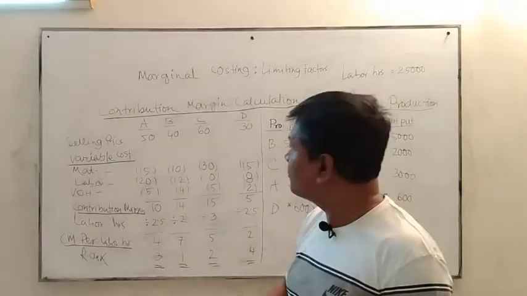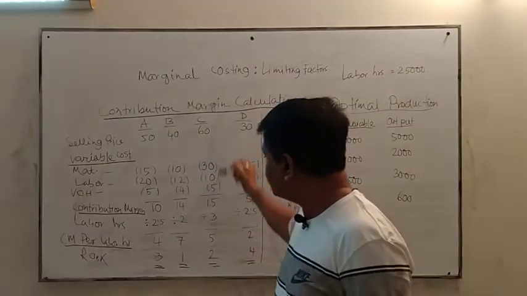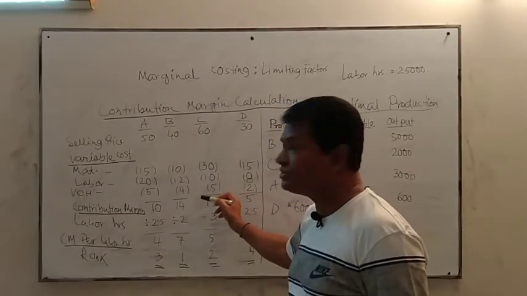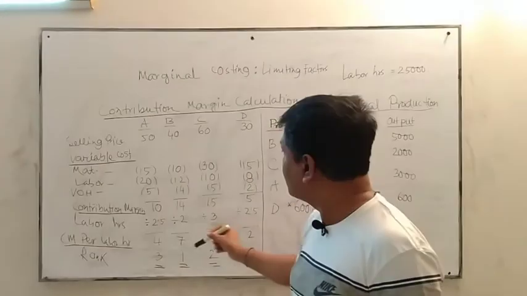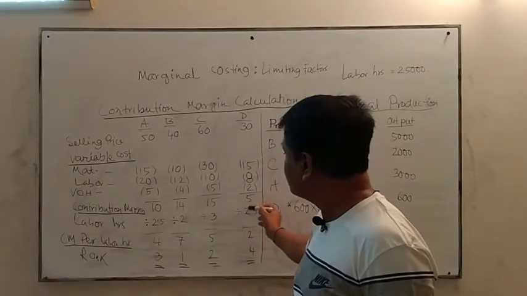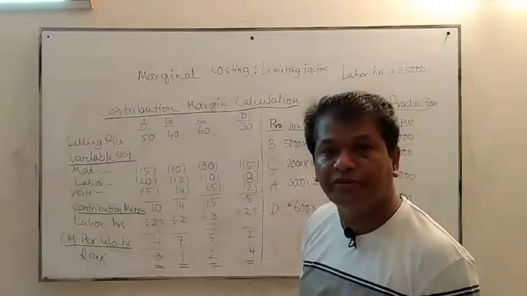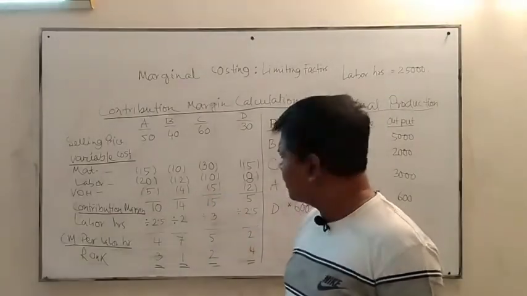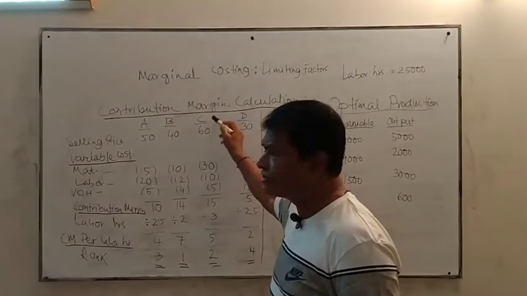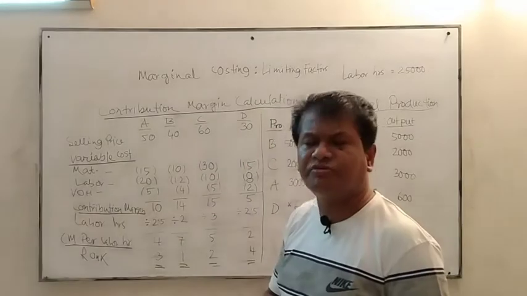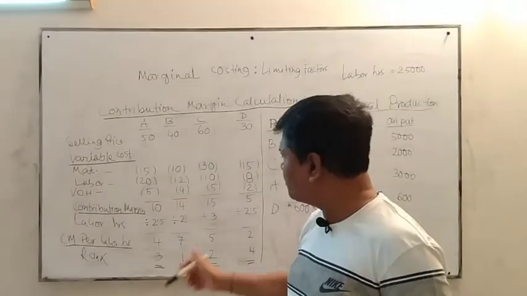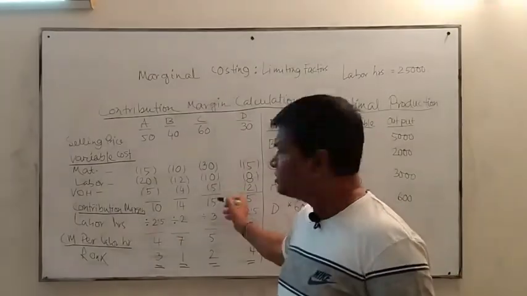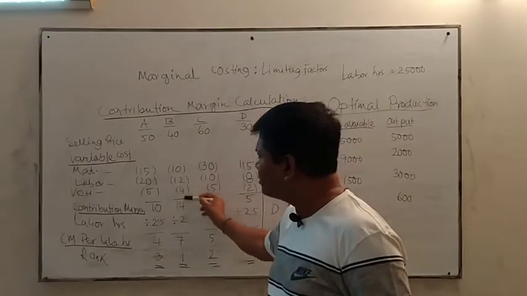That is the contribution margin for B. Similarly, the contribution margin for C is 15 per unit, and for D the contribution margin is 5 per unit. So according to this data, the 15, that is product C, provides the maximum contribution. So you have to produce this first of all. Second is the one with 14 contribution per unit.